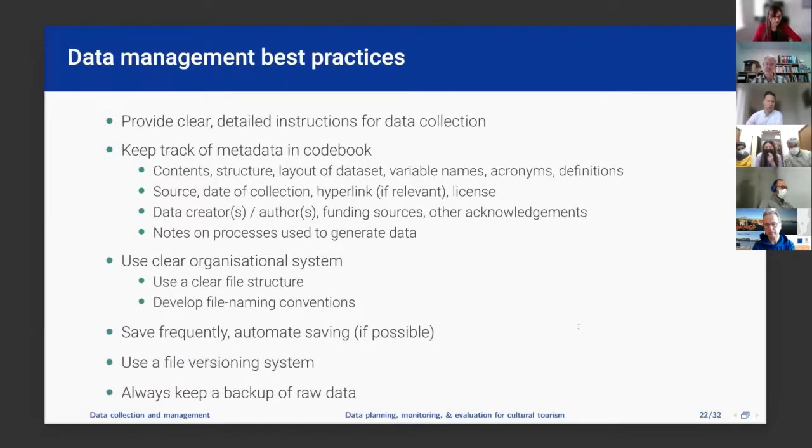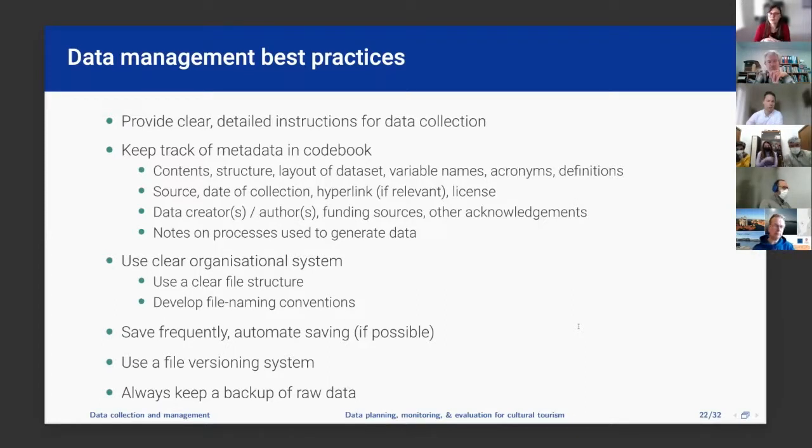I've got a few examples of best practices for data management and data collection. When you're thinking about data collection, you want to provide extremely detailed, very clear instructions. In my experience, you can almost never assume anything. Don't assume they know anything. Really, really go into a lot of detail about this.